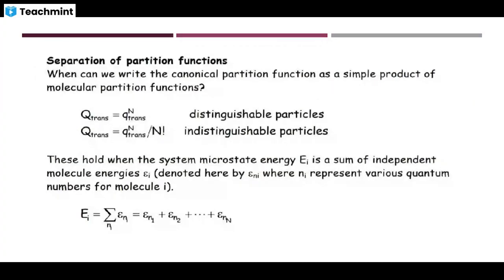Separation of the partition function. When can we write the canonical partition function as a simple product of molecular partition functions? This is for distinguishable particles, this is for indistinguishable particles. These hold if the system microstate energy E_i is the sum of independent molecular energies, denoted by epsilon, where n_i represents various quantum numbers. Each state n_i represents the quantum number for molecule i.